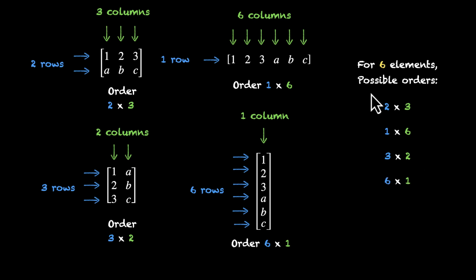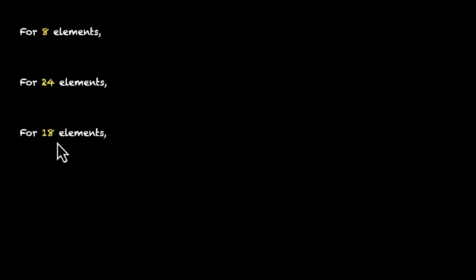Now the question is, how do we figure this out for different numbers of elements? For n elements, how many possibilities do we have? Let's figure that out. How many possible orders would we have for 8 elements, or 24, or 18, or 5, or 13? Pause the video, try figuring the answer out for all 5 of them. Okay, let's do this together.